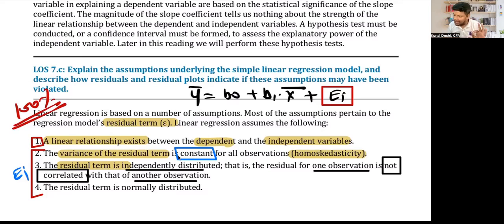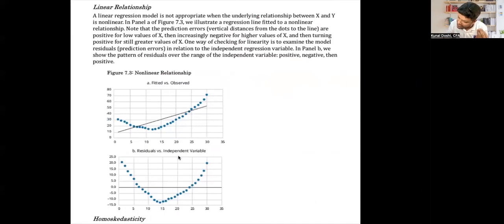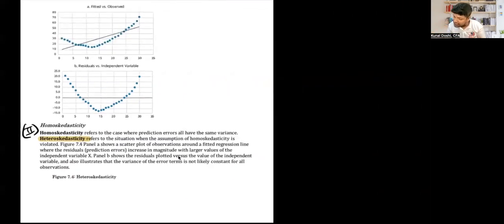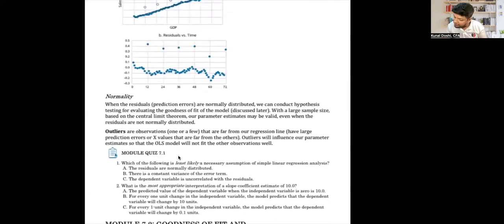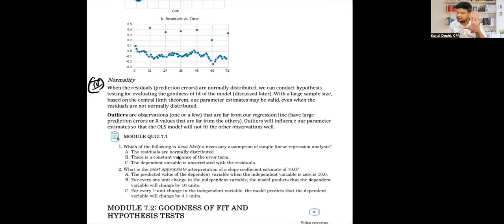Understood? And the last, the residual term is normally distributed. So if I take the residual on average, the mean of the residual will be 0. Normal distribution, remember? Right in the center, the mean is 0. Only these 4 assumptions. They have explained them here in detail. Assumption number 1, linear relationship. Assumption number 2, homoscedasticity, meaning the error term should be constant. Third, the error terms should be independent. They should not be correlated. And fourth, the distribution should be normal. 4 assumptions for your reference.